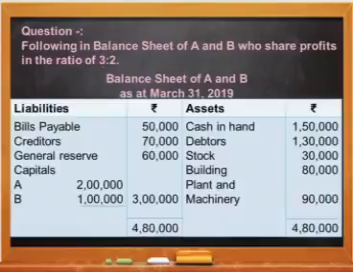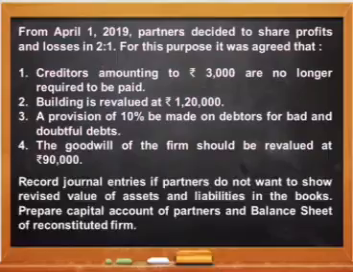Following is the balance sheet of A and B who share profits in the ratio 3:2. On the asset side, cash in hand, debtor, stock, building, plant and machinery are given. And on the liability side, bills payable, creditor, general reserve, capital of A and B are given. From April 1, partners decide to share profits and losses in the ratio 2:1. This is the new ratio.